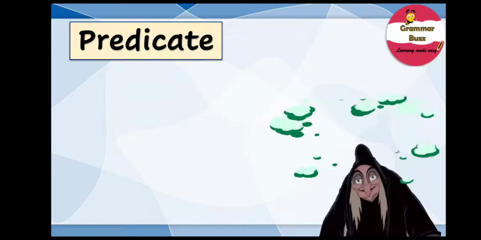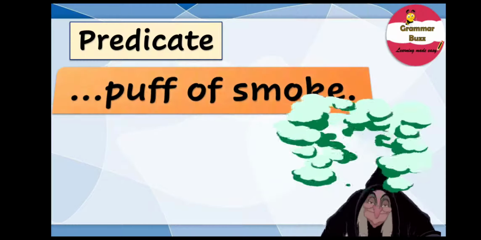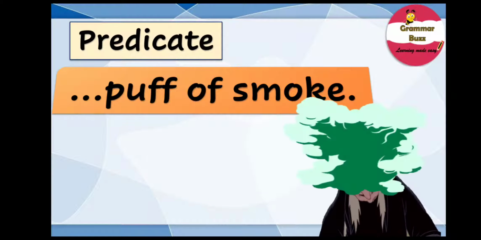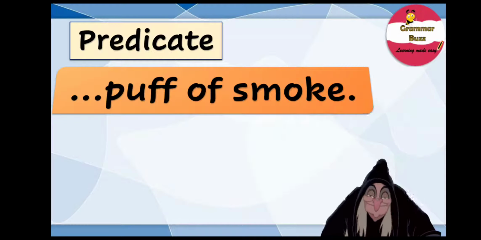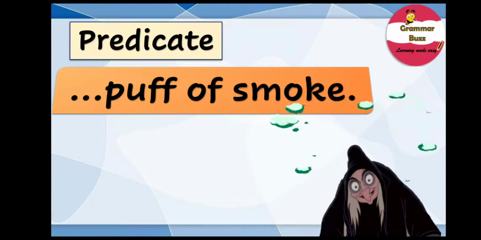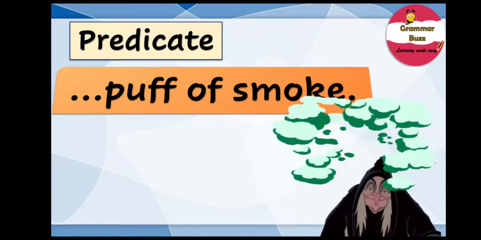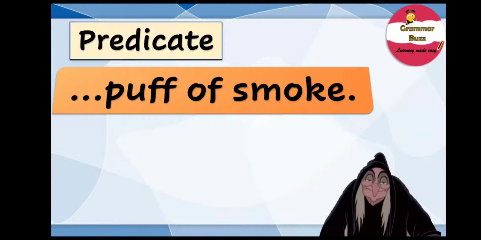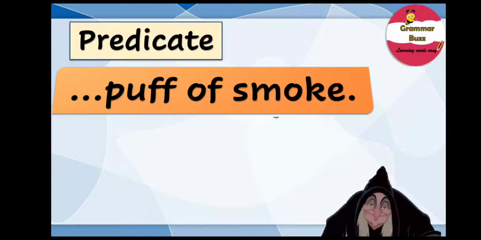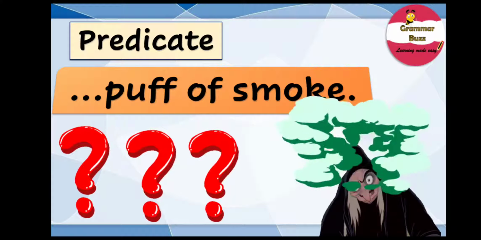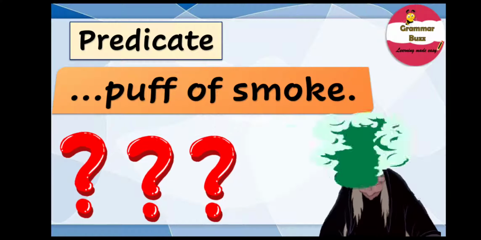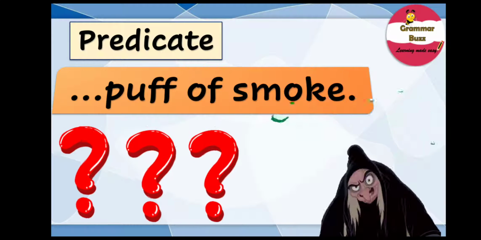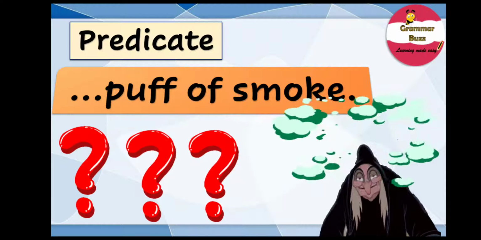Similarly, if we just have the predicate, for example, puff of smoke, you will again have no idea who or what made the puff of smoke. Did the witch disappear in a puff of smoke? Did the magic spell create a puff of smoke? I don't know. Do you? So remember, we need both the subject and the predicate to make a complete sentence.